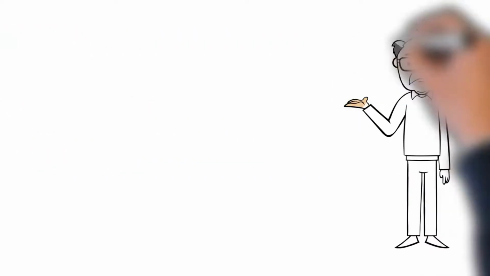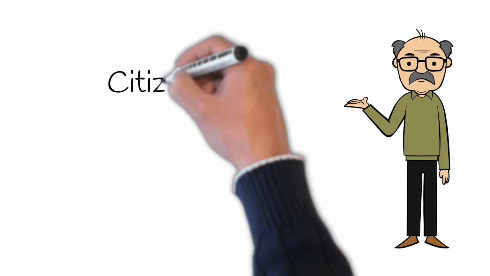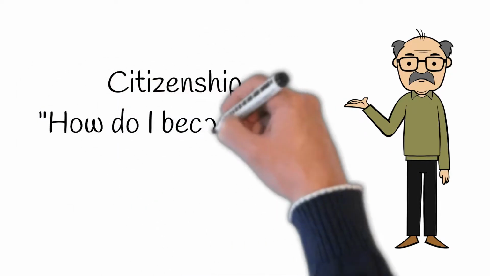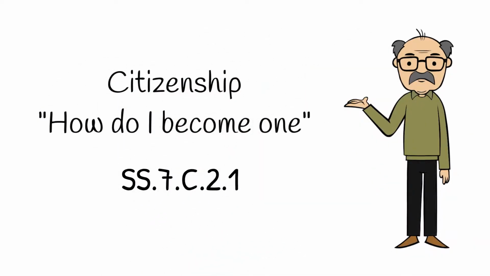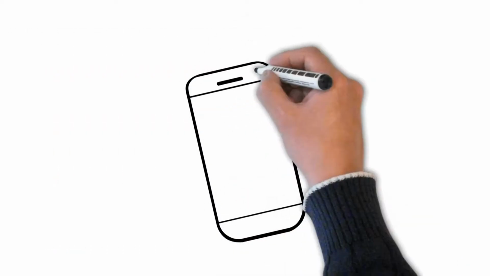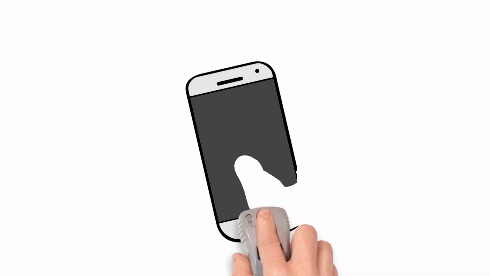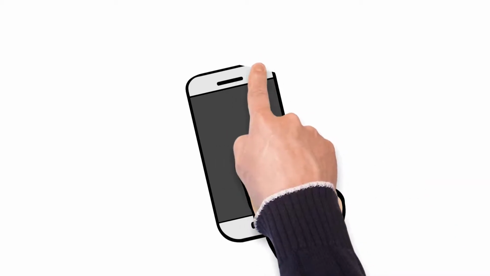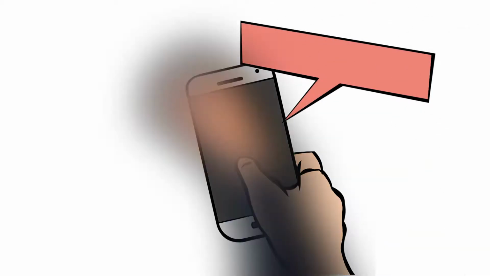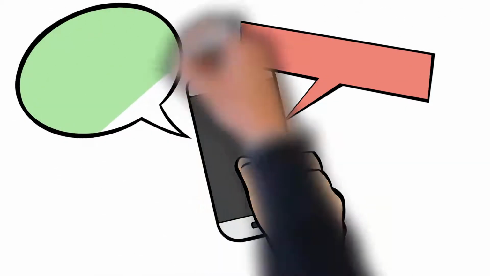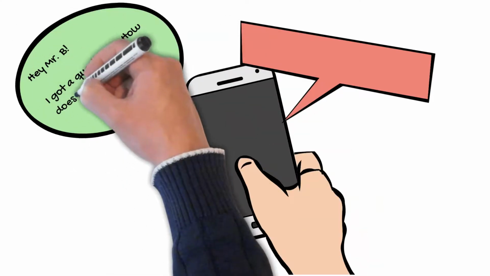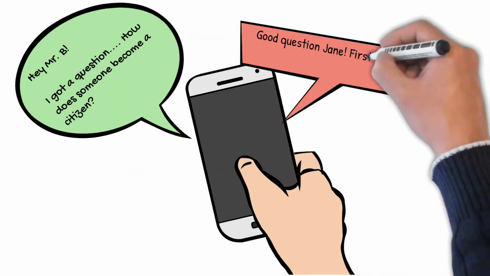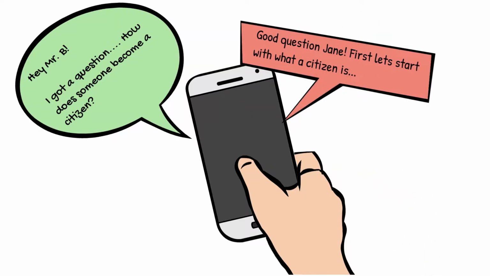In this video, we'll be covering citizenship and its requirements. Social Studies 7th grade Civics Standard 2.1. So, this video is based on a student's question. How does someone become a citizen? Well, in order to answer this, we need to take a look at the 14th Amendment in our Constitution. But first, what is a citizen?